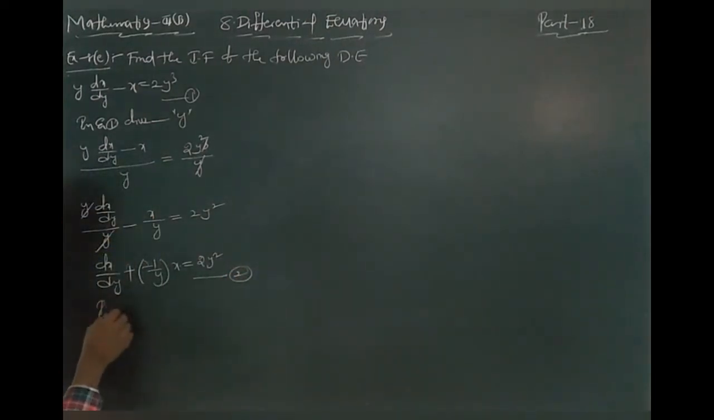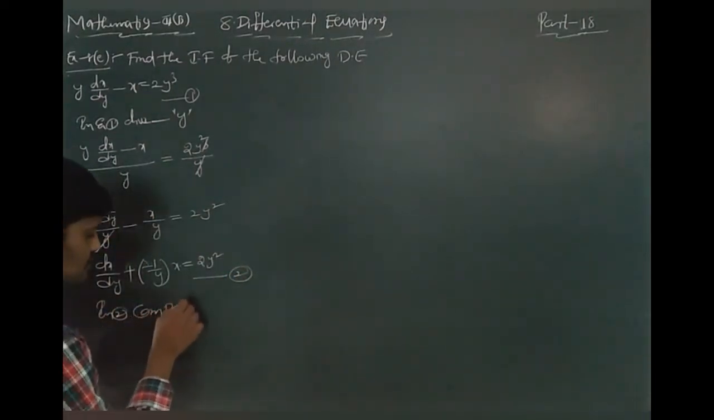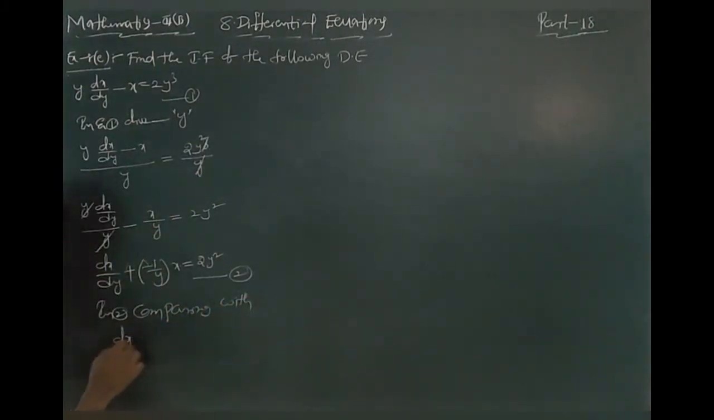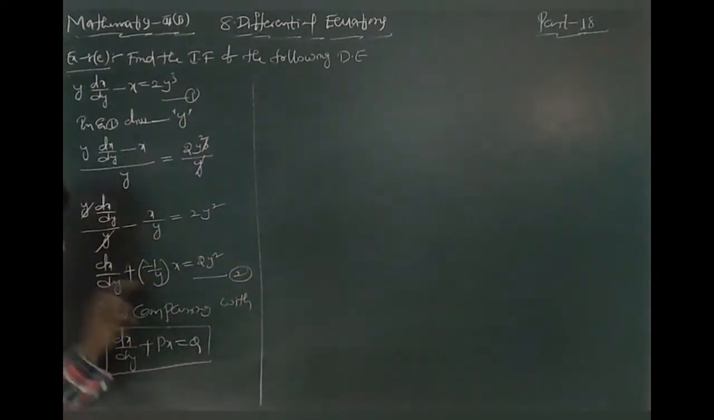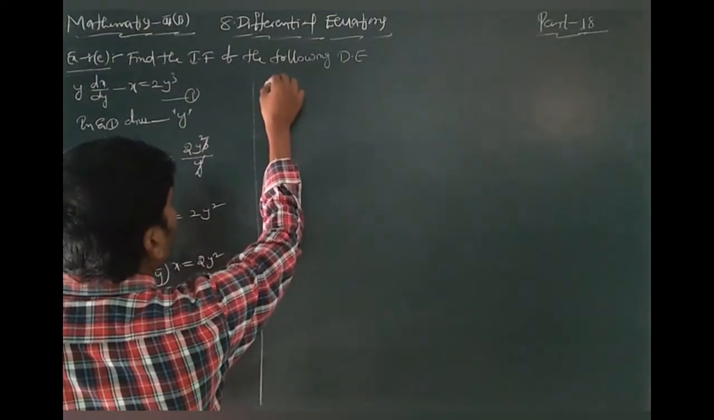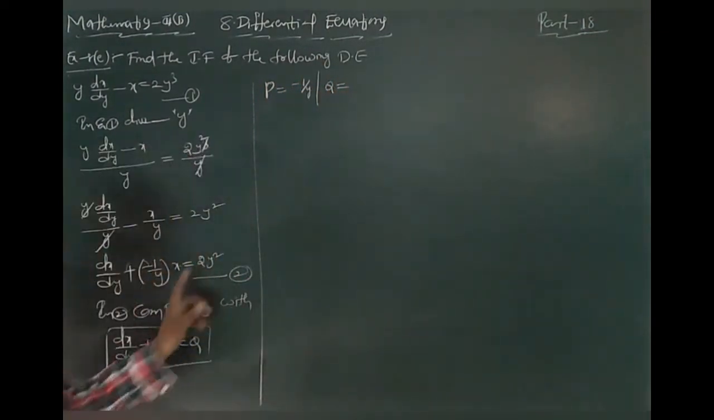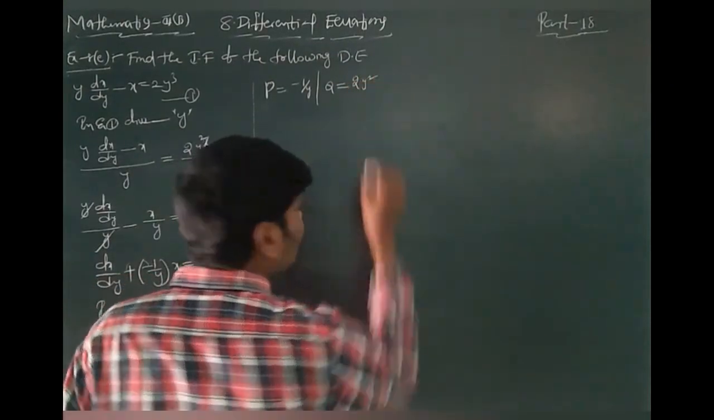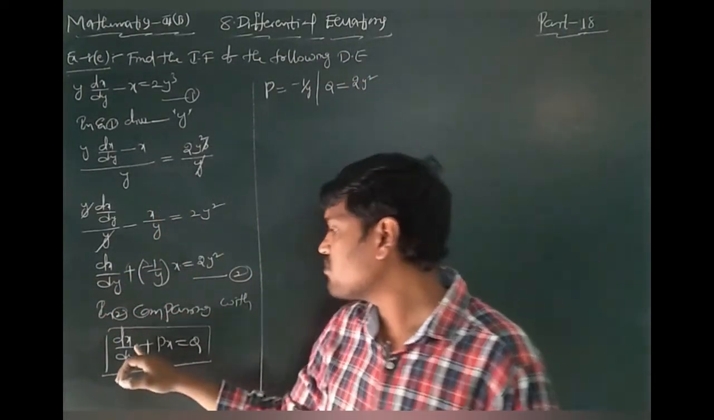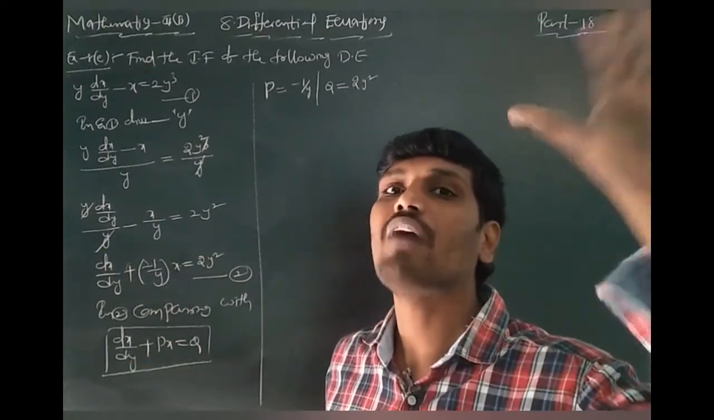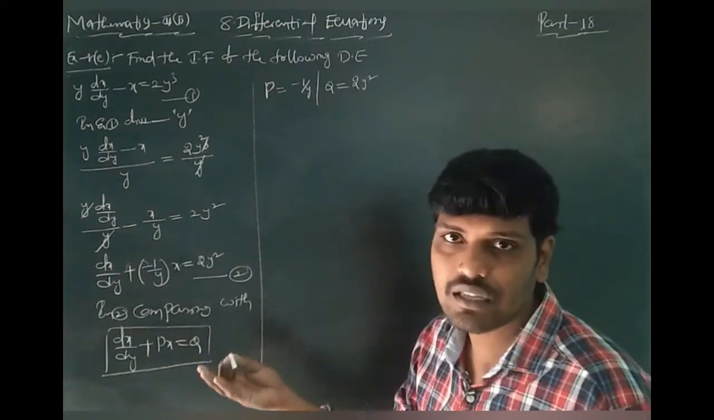In equation 2, comparing with which standard form? dx by dy plus px is equal to q form. What is the value of p? P value is minus 1 by y. Q value is 2y square. See students, already explained, in the dx by dy form of linear differential equation, p and q are functions in terms of y. Correct or not? That is correct.